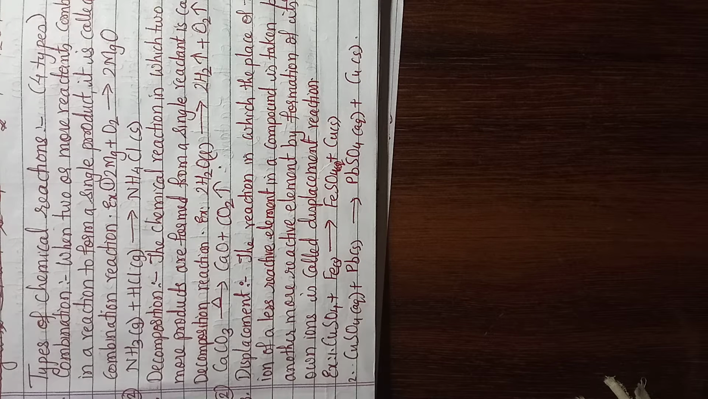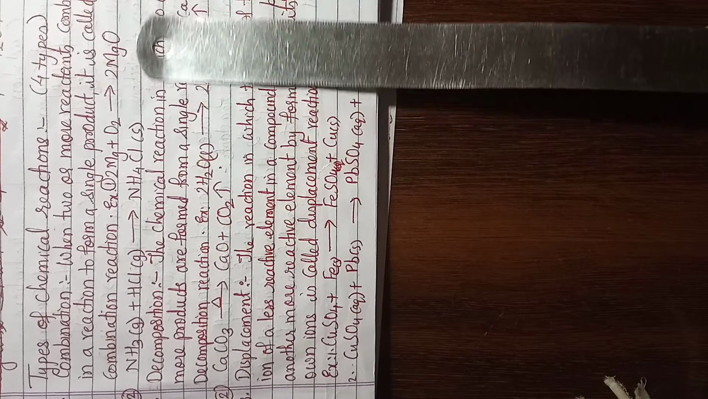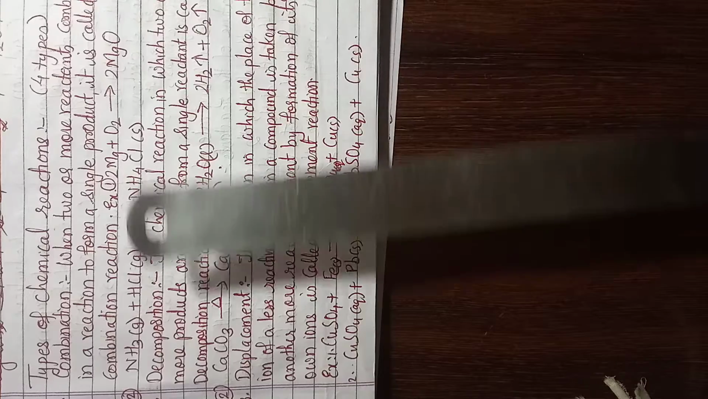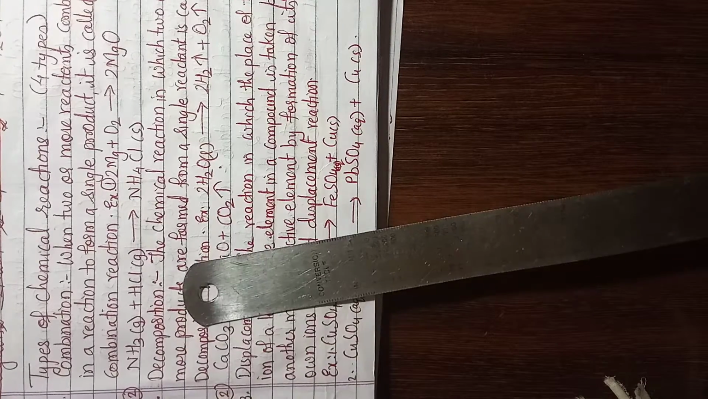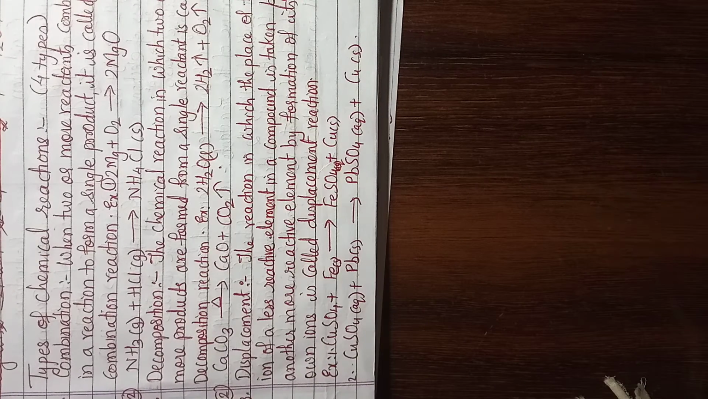The name itself suggests that in any chemical reaction, when two or more reactants combine together to form a single product, it is called a combination reaction. The best example we can take is magnesium reacts with oxygen to form magnesium oxide, whereas ammonia reacts with hydrogen chloride to form ammonium chloride.